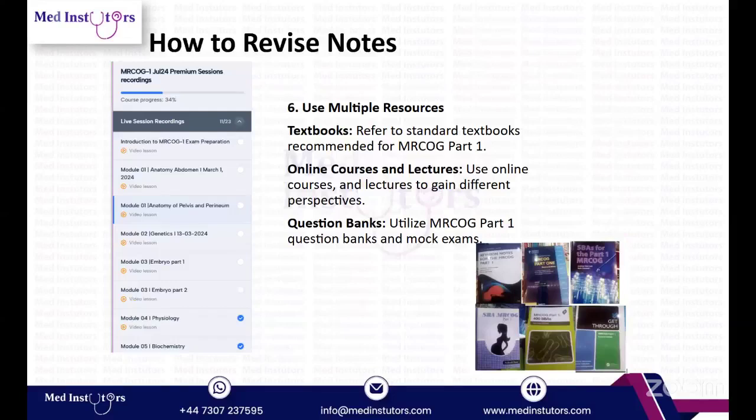Also, you can use multiple resources like textbooks. Refer to standard textbooks which are recommended for MRCOG Part 1, like Oxford Revision Notes and Essential Revision Guide. Then you can also take some online courses and lectures, but here I want to alert you that please do not fall into any scam. Whatever course you are taking or thinking to take, make sure that it is authentic and that they do not misuse your money, because your time and your money are important, and your time is way more important.